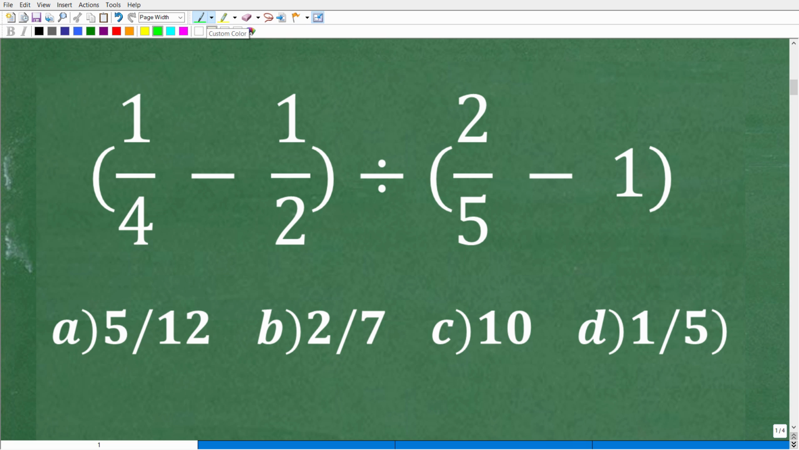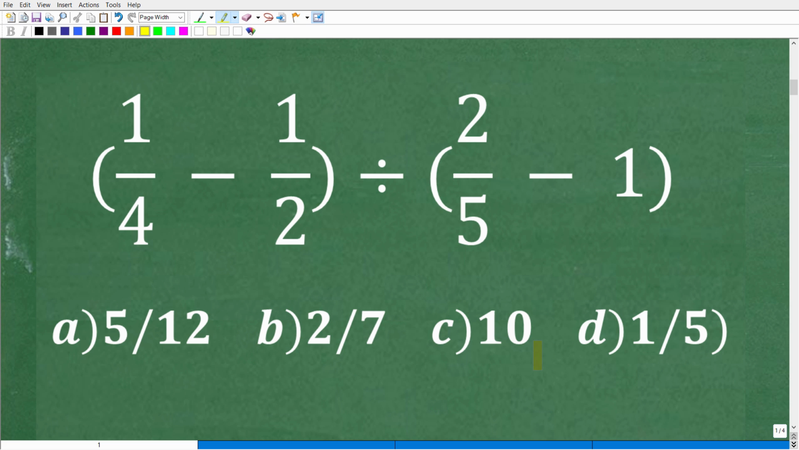All right, so here is our problem. And obviously, we can just get our calculators out and just do the work, but that's not going to really tell us anything. It's just going to tell us that we know how to use a calculator. What we need to do here is understand what's going on in this problem.